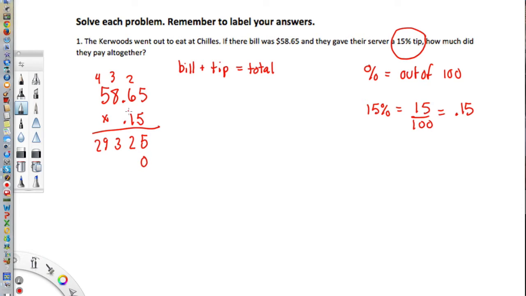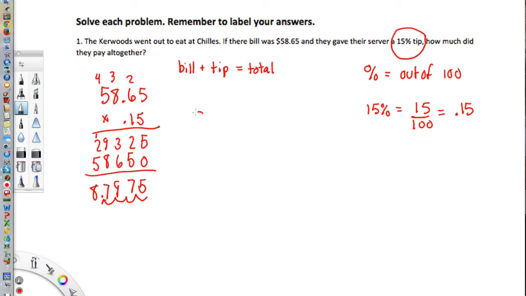Okay, put a 0 here as a placeholder. 1 times 5 is 5. 1 times 6 is 6. 1 times 8 is 8. 1 times 5 is 5. Add it up. 5 and 0 is 5. 2 and 5 is 7. 3 and 6 is 9. 9 and 8 is 17. Carry the 1. 1 and 2 is 3, plus 5 is 8. And I've got 1, 2, 3, 4 decimal places here, so I need to go 1, 2, 3, 4 decimal places over.